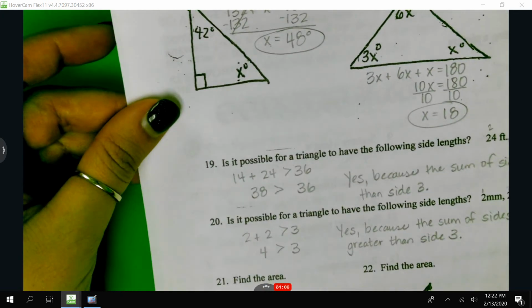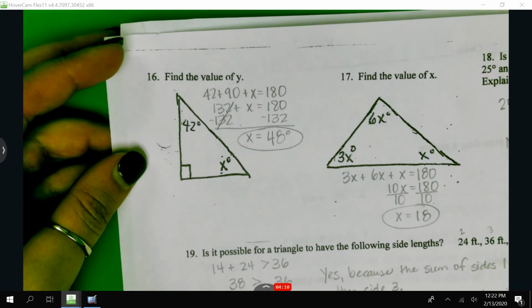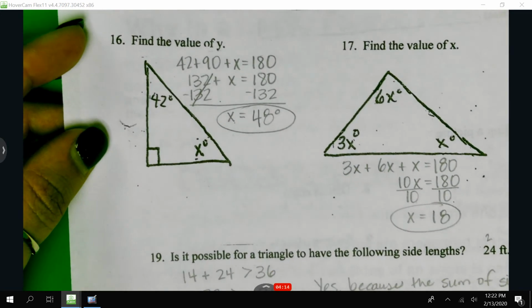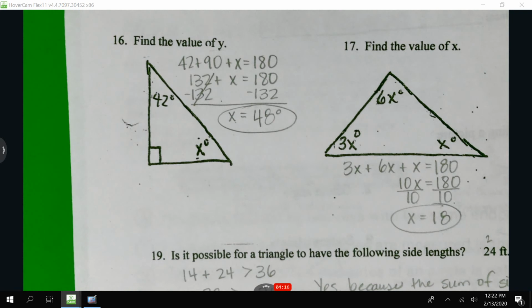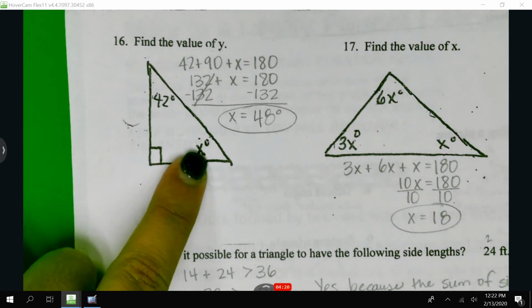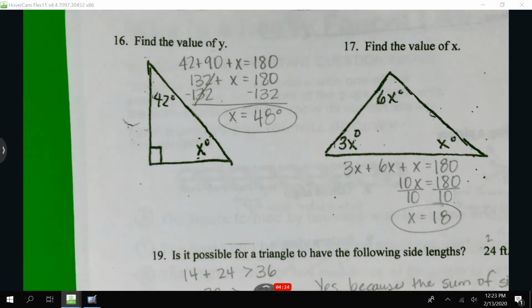All right, number 16, find the value of y. So again, you know that all 3 angles add up to 180. So you've got 90 plus 42 plus x equals 180. So combine your like terms and then subtract 132 from both sides, and x is 48 degrees. Is that degree symbol important? Yeah, it is. Make sure you have the degree symbol.